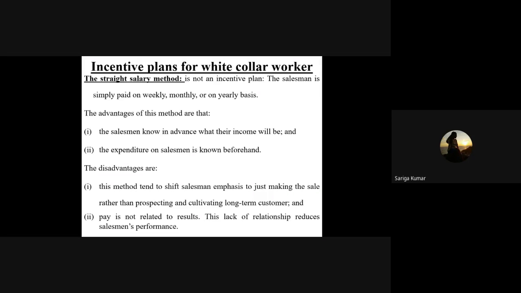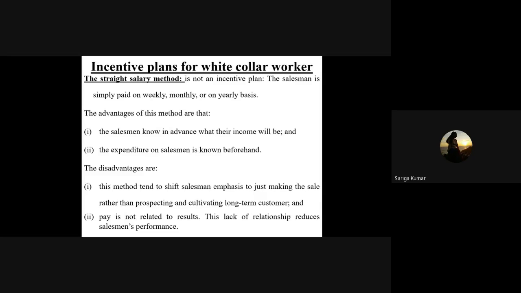Now, the advantage is that any salesperson will know in advance what is going to be paid to him, in the form of income. And also the expenditure on the salesman is known beforehand for an employer, what may be the cost that I'm going to incur if I pay compensation to the salesman. On that basis you're going to decide what level of target should be given to the salespeople.